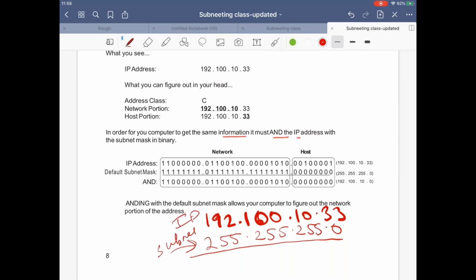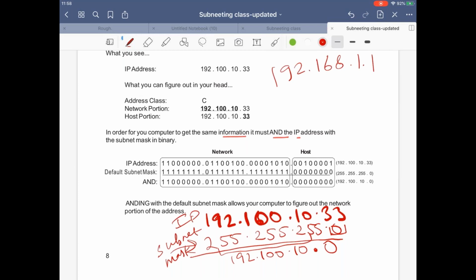So my network ID will be, the first three octets belong to the network, correct? 192.100.10, this is my network, and this is my host part. In the network ID, your host portion will always be zero. Always remember.